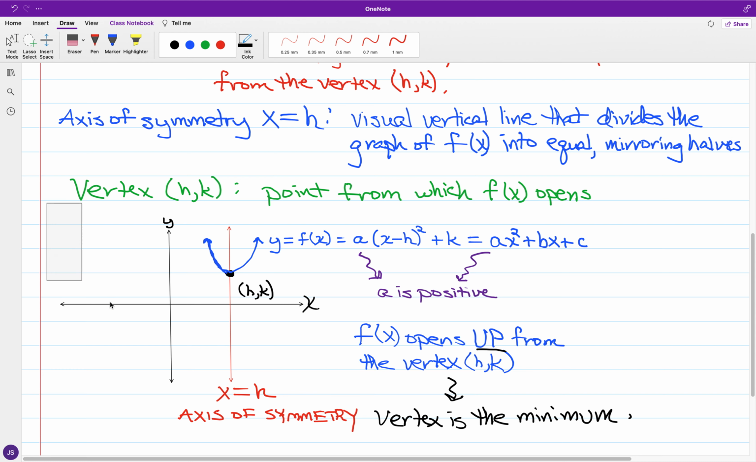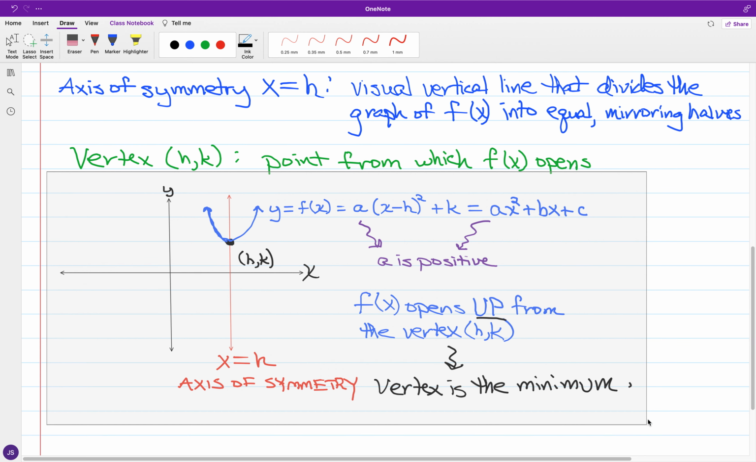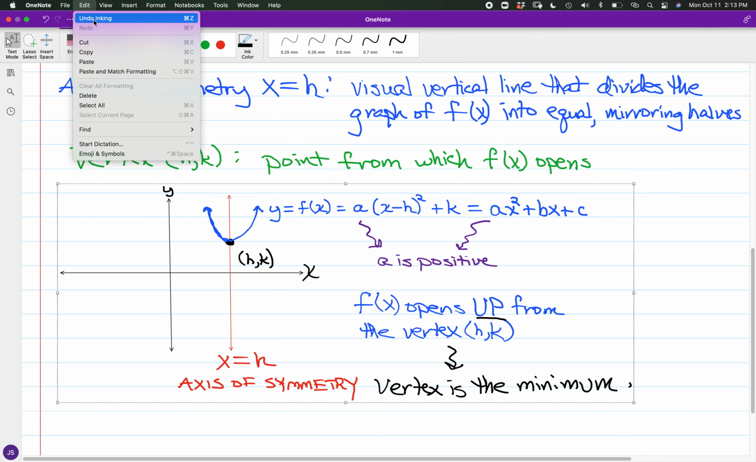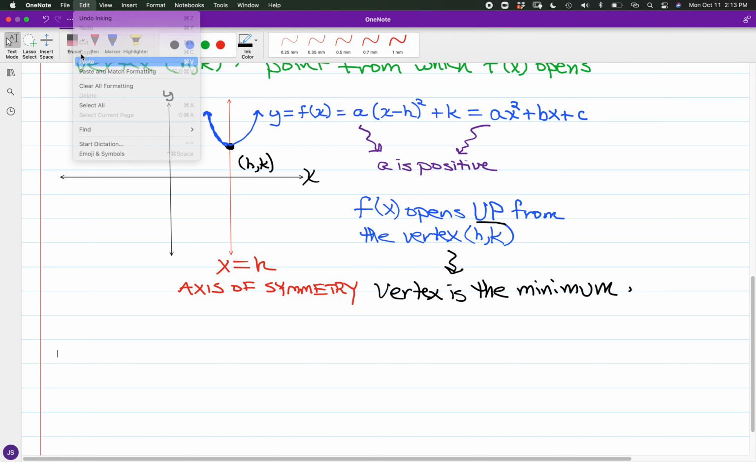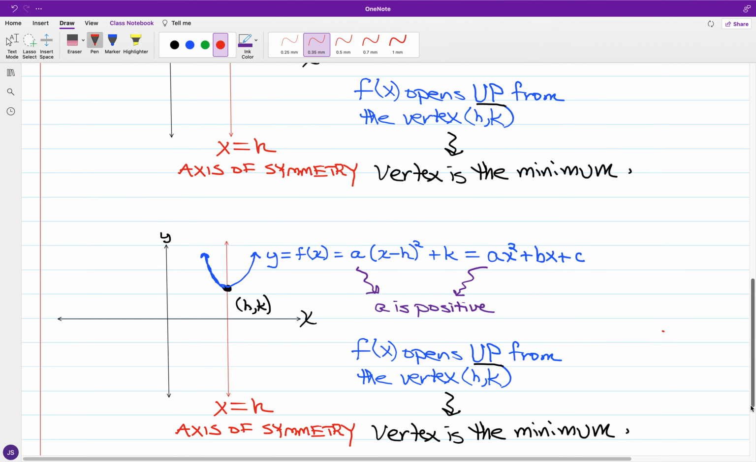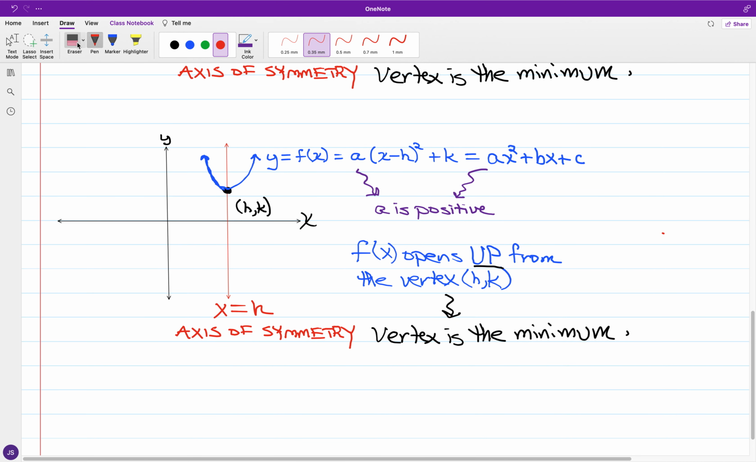Now let's say that we have another case with quadratic functions. I'm just going to copy this and make some modifications. All right. Very much the same layout, but you have the graph going in the other direction.